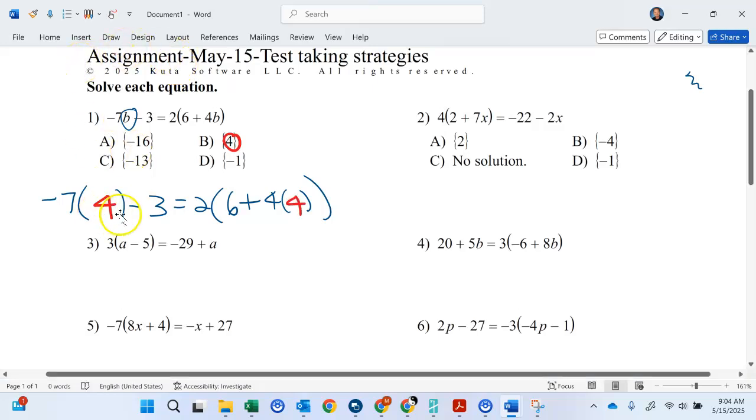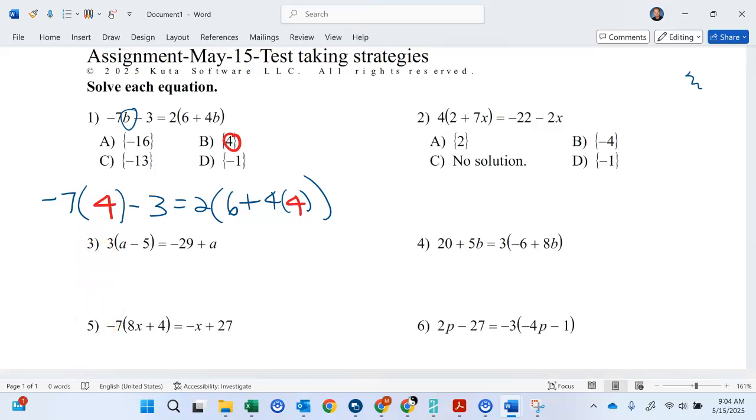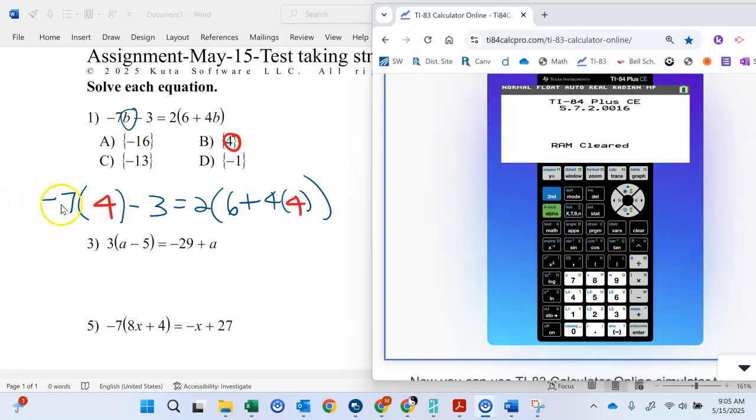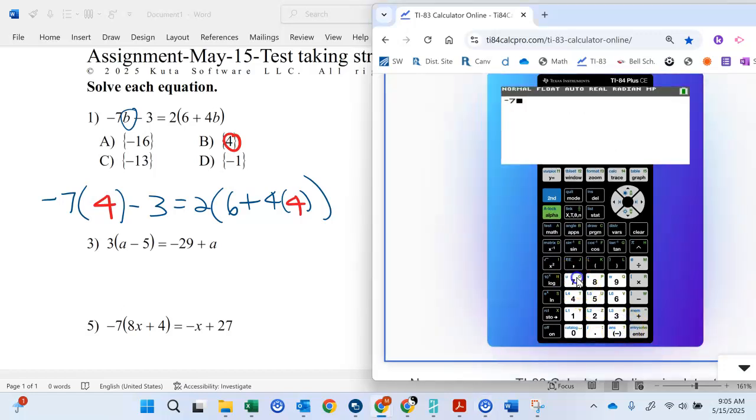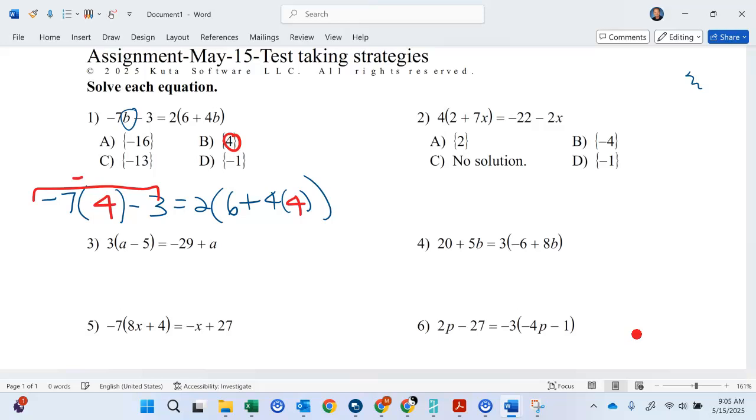Okay, and then when I do it, I'm just going to be really careful. If I've got a calculator, I'm going to use the calculator with parentheses. Now you got to remember, if there's nothing in front of a number like a negative, that means it's positive, whereas this would be -3, right? Because there's something in front of it. So I'm going to go -7, parenthesis, 4, parenthesis, and then -3, and then enter. So this side of the equation would be -31, right?